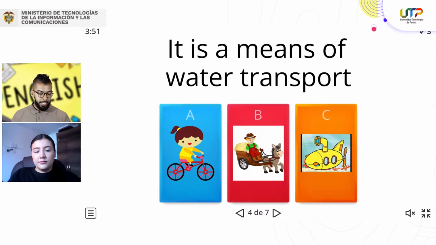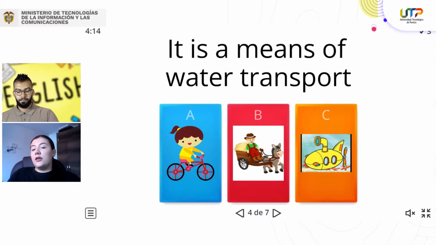Number 4, it's a means of water transport or transportation. A, B, or C? What do you think is the answer here? Remember to write the name of the means of transportation and not only the letter.